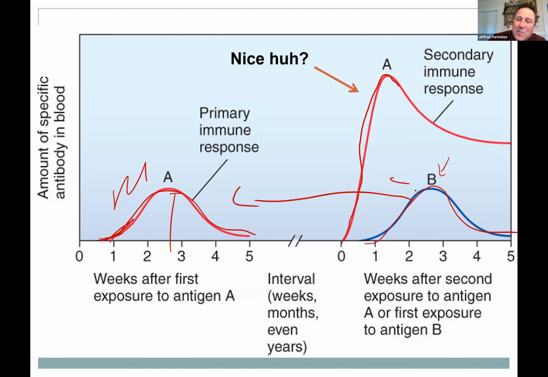So you can see the primary response takes time, weeks to have this. So innate is very quick, but this adaptive immunity takes time. But you remember, and the next time, man, you are ready for it. You have this huge response. This picture really shows you why we get vaccinated and why we have some immunity to many things after a first exposure.